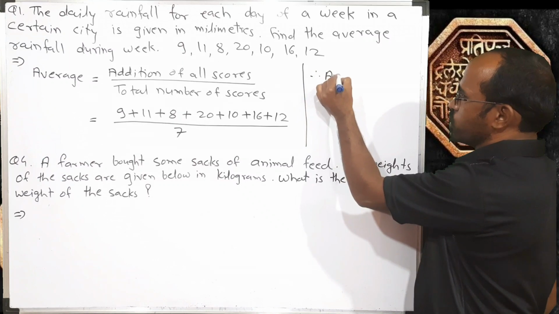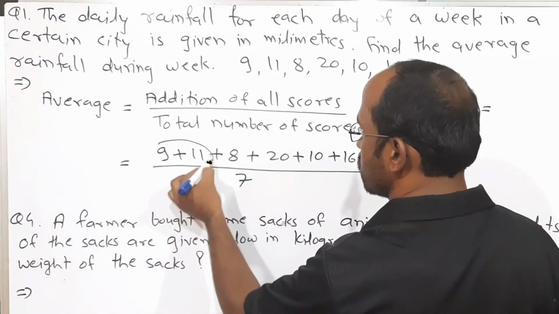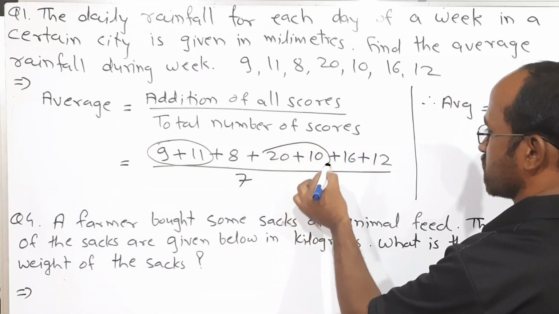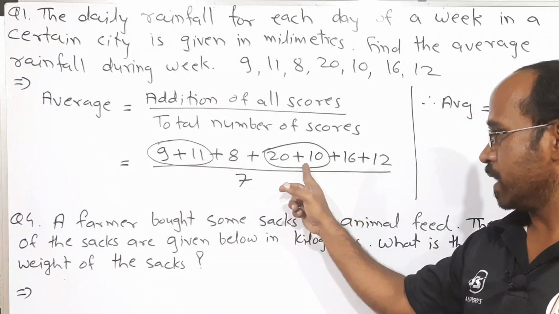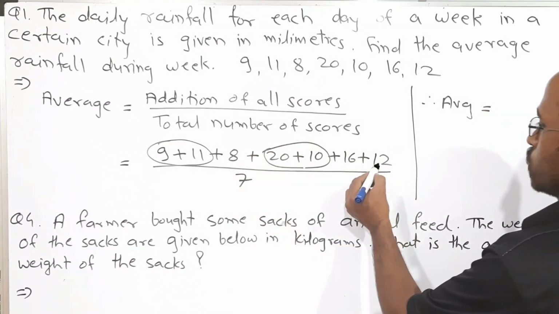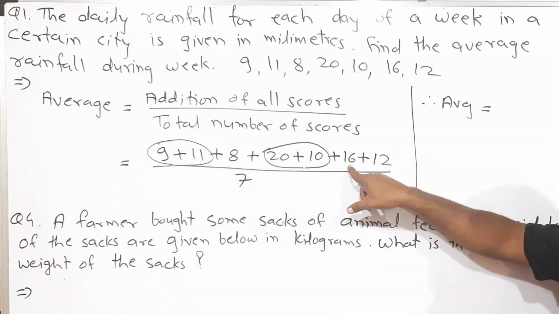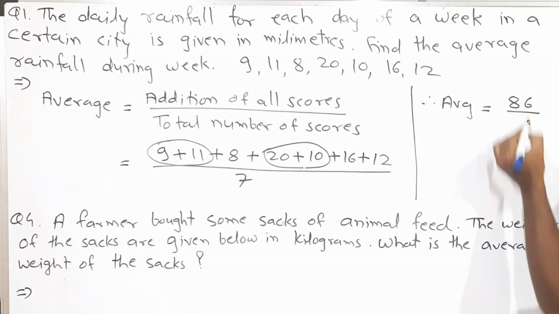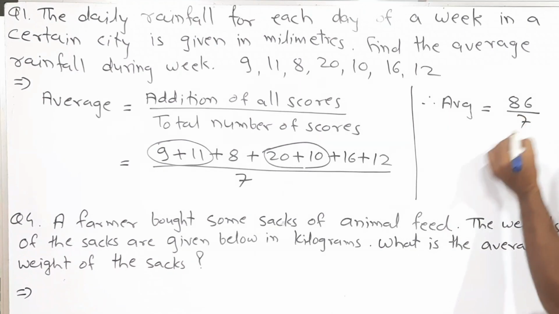Therefore average is equal to this addition. 9 plus 11, 20. Plus this 20, plus 10, 30. 20 plus 30, 50. 12 plus 8, again 20. So this 50 plus 20, 70. 70 plus 16, 86. So the addition of the scores is equal to 86, divided by 7.